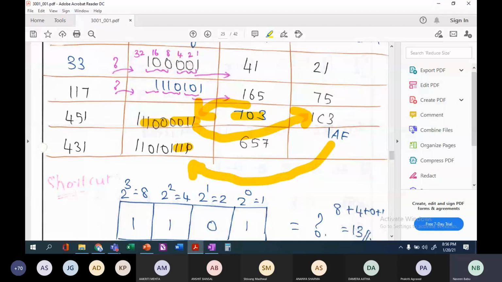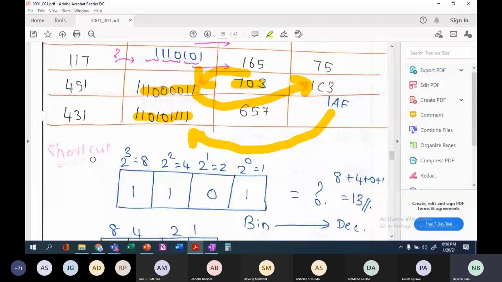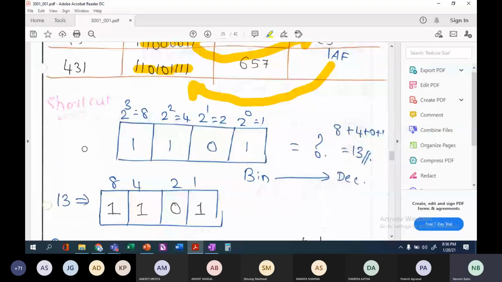So now you create groups of 3 here. This 3 is done, this 3 is done, and then this 3 is done. 110 corresponds to 6, 101 corresponds to 5, and 111 corresponds to 7. And decimal we have already seen multiple times. And the shortcut that I already told you is written here.